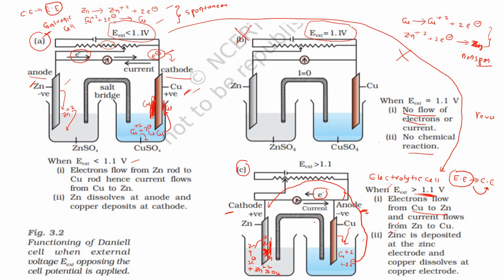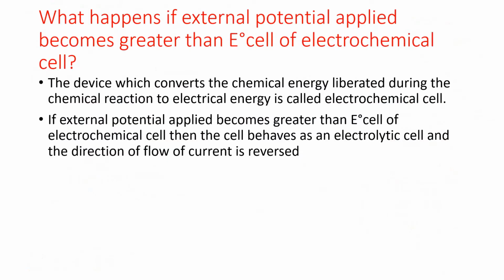When you apply less current, spontaneous chemical reactions produce electrical energy. Galvanic cell operates. When you apply equal current, no reaction takes place. When you apply more current, electrolytic cell, reverse reaction will take place. Non-spontaneous chemical reactions take place, in which you are applying electricity, you will get the chemical energy. This is the thing actually happening, isn't it?